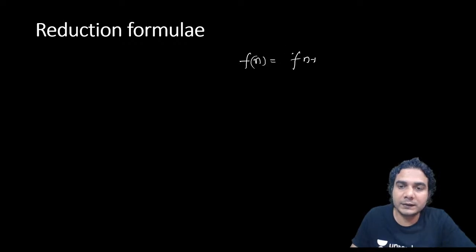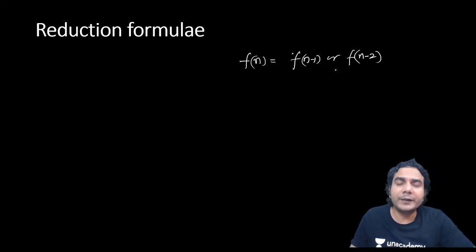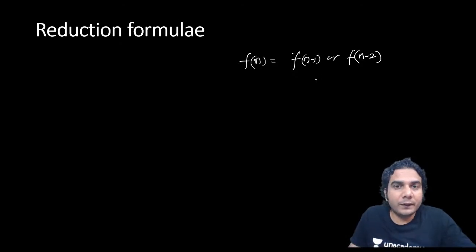What is the reduction formula? Whenever you have some function in terms of n, and you can't find the value, but you can form a relation of f(n) with f(n minus 1) or f(n minus 2), where n is an integer. It might be a natural number, it might be a whole number. So if you can form a relation between f(n) and f(n minus 1), that means the nth term and the (n minus 1)th term.